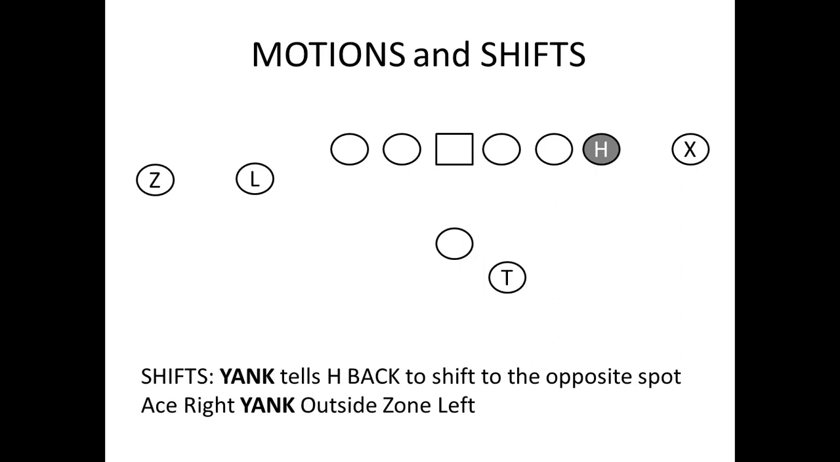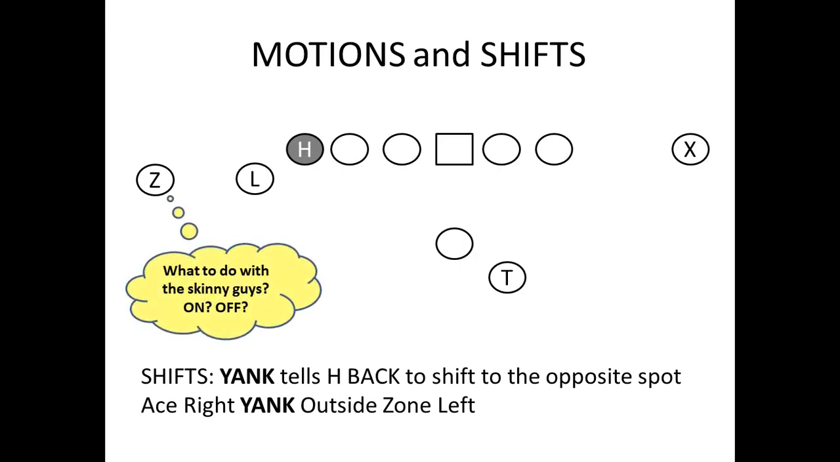So the next shift that we use is called yank. Yank tells our H-back, or the tight end really in this case, to shift to the opposite side. One little thing that we have to remind them is don't get down in a 3-point stance or peg, because that would be an illegal shift. So we have to tell him to keep his forearms on his thigh boards, wait till the clap, and he will yank to the other side. Both yank and trade are quick shifts. They get to the other side.